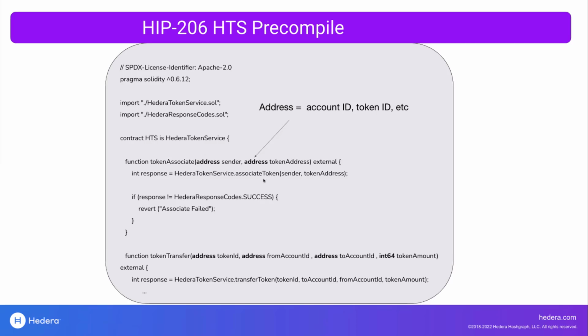I also wanted to bring up a note of what the address field maps to in Hedera. So an address in Hedera is like the account ID or token ID or really entity ID that you have on Hedera. So the address that you would put here for like the sender would be the account ID, and for the token address parameter, you would input the token ID.